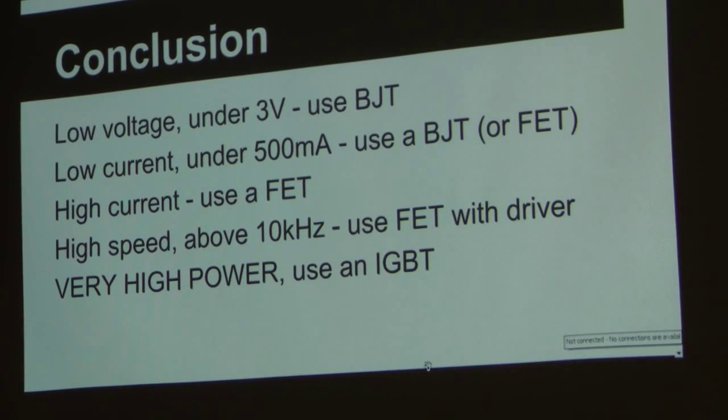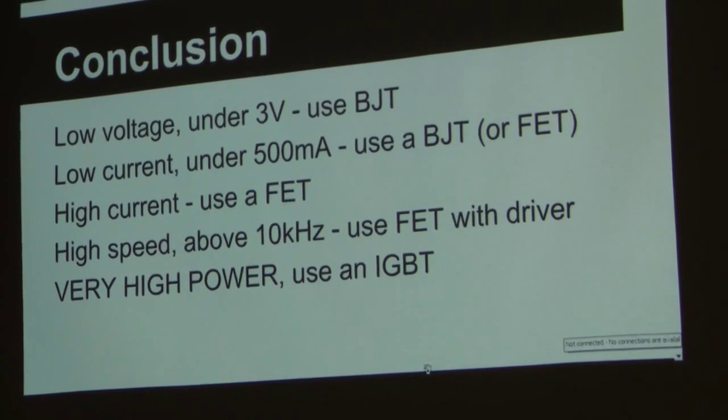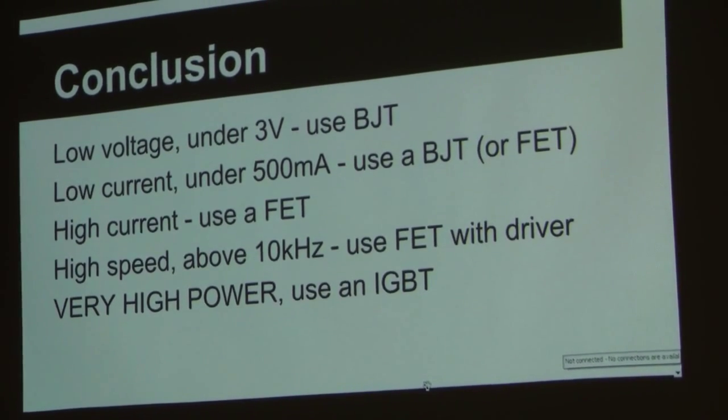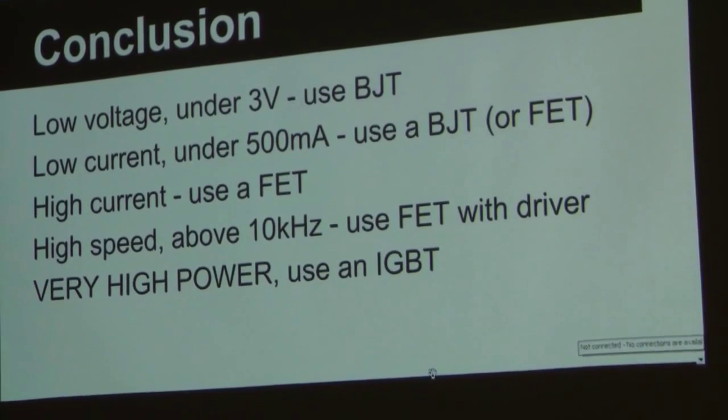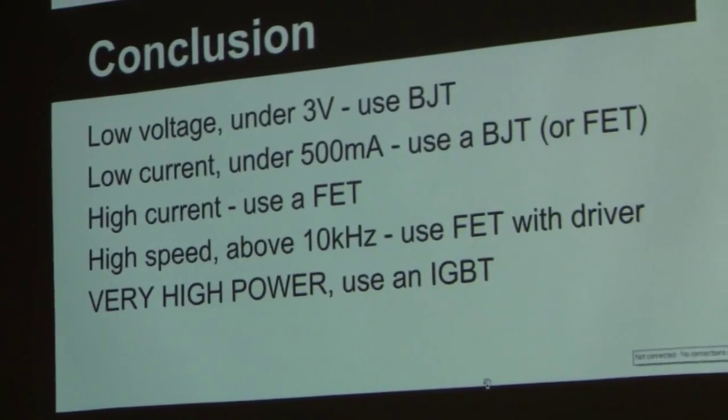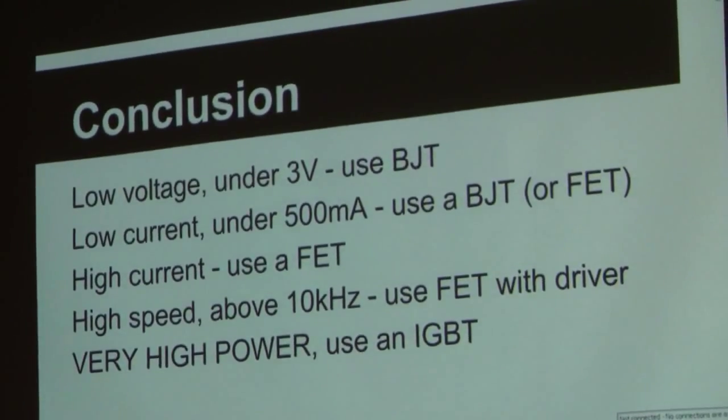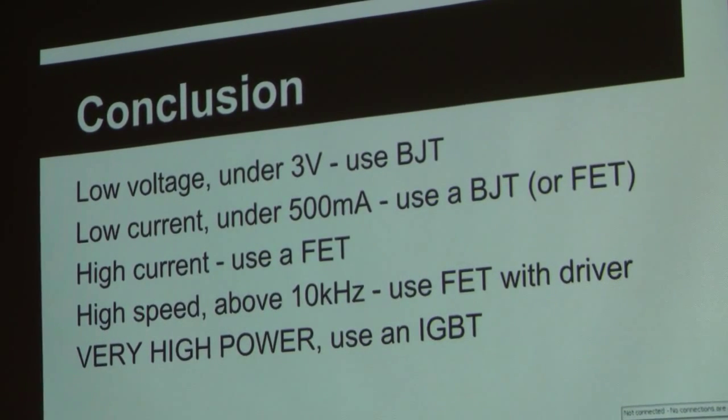The NPNs are usually the little black TO92 triangular things that most of the time when you're looking at one of those, you're looking at a BJT if it's a transistor. Again, the BJTs excel at low voltage use. Why did you pick 3 instead of 3.3?